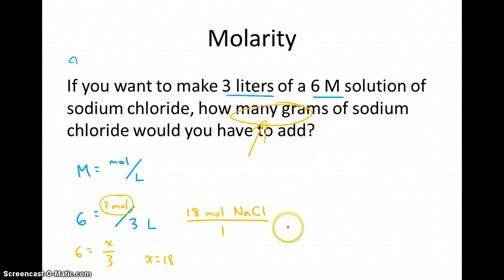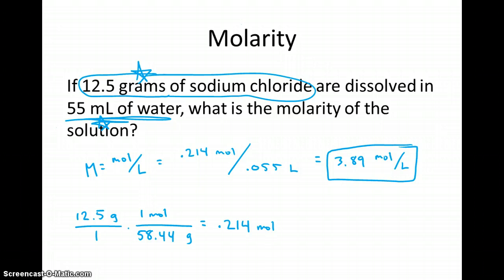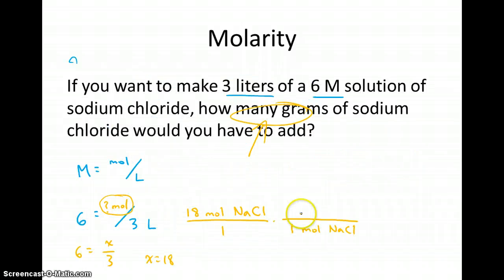I need to convert this into grams. I know that the mass of 1 mole of sodium chloride, which I calculated on the other problem back here, is 58.44 grams. So if I go back to my current problem, 1 mole is 58.44 grams. Cancel my units. Calculate. 18 times 58.44 grams. That is 1,051.92 grams.